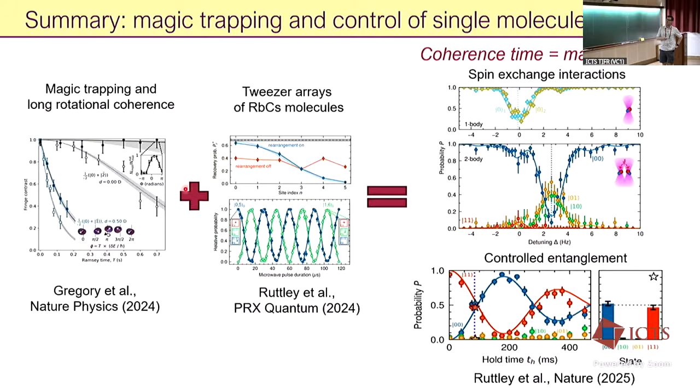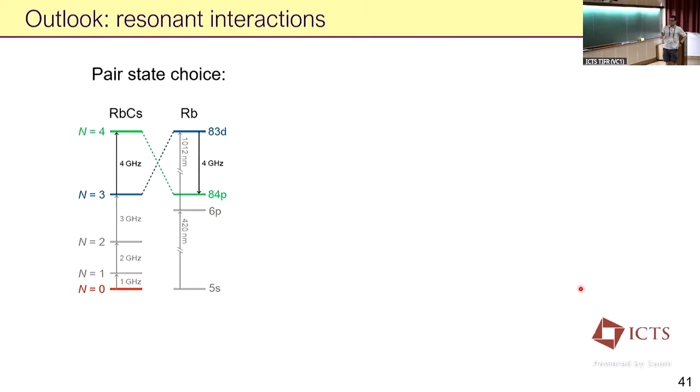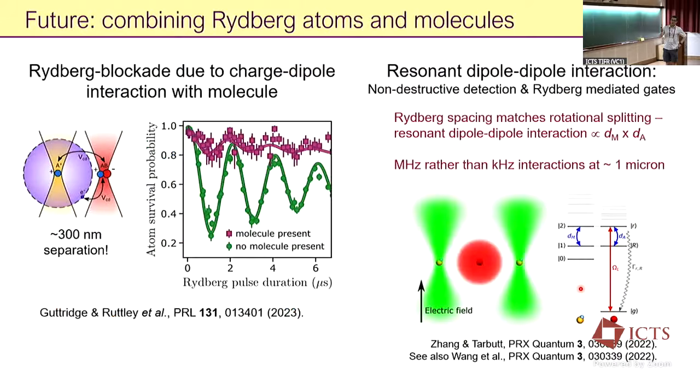I've told you about the development of this magic wavelength trap, which we can combine with optical tweezers to give this really beautifully controlled entanglement of a pair of molecules. And then as the outlook, I mentioned our work on tweezers. There are some other topics that I don't have time to tell you about, in particular one about combining Rydberg atoms and molecules, where we have some interesting results. So let's talk about that during the week.